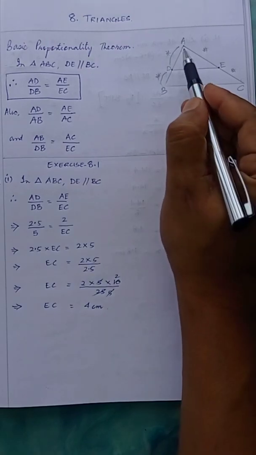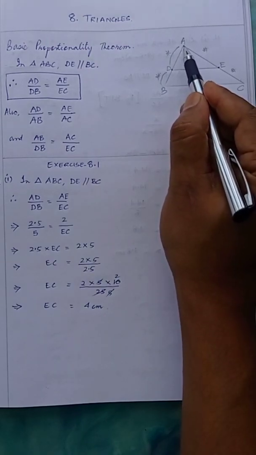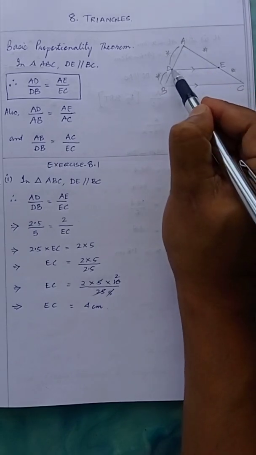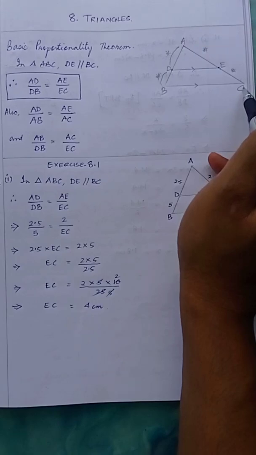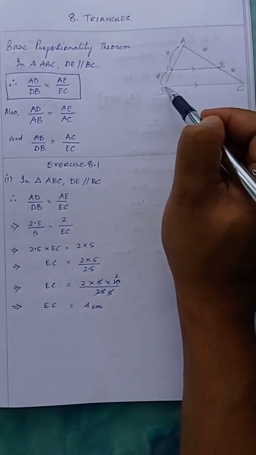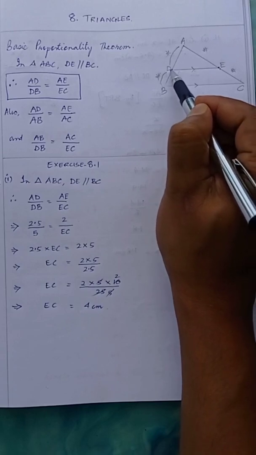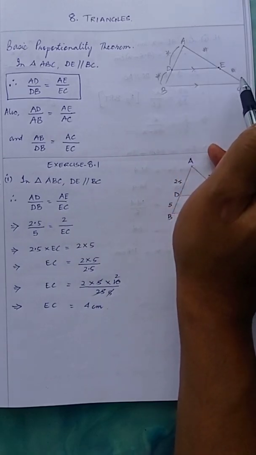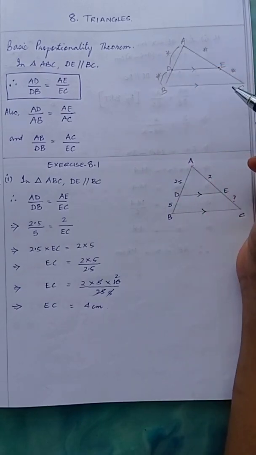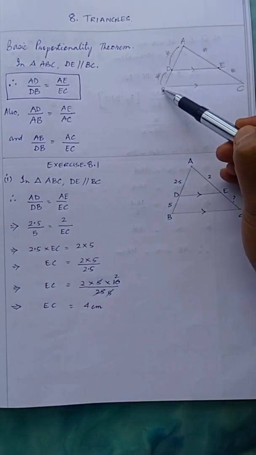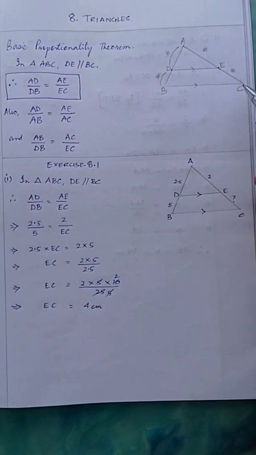So according to this theorem, if you have a triangle and you take two distinct points on the sides AB and AC of this triangle, and then you join them in such a manner that DE is parallel to BC, then this line will divide these two sides in the same ratio. That is, AD by DB should be equal to AE by EC. This theorem was given by a Greek mathematician Thales, and so we call it Thales theorem also.